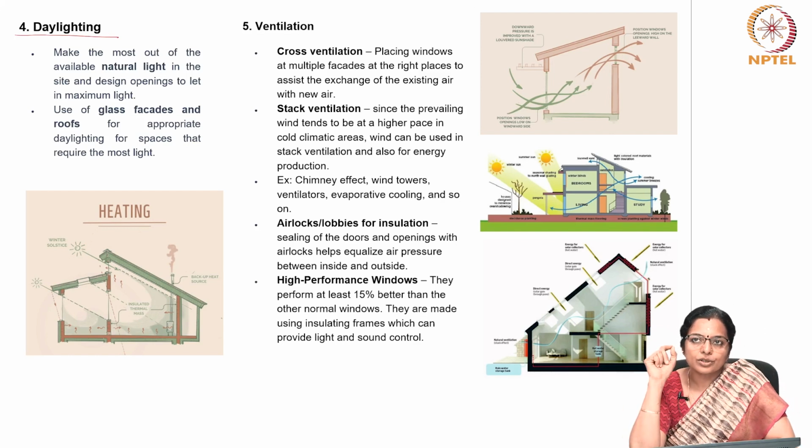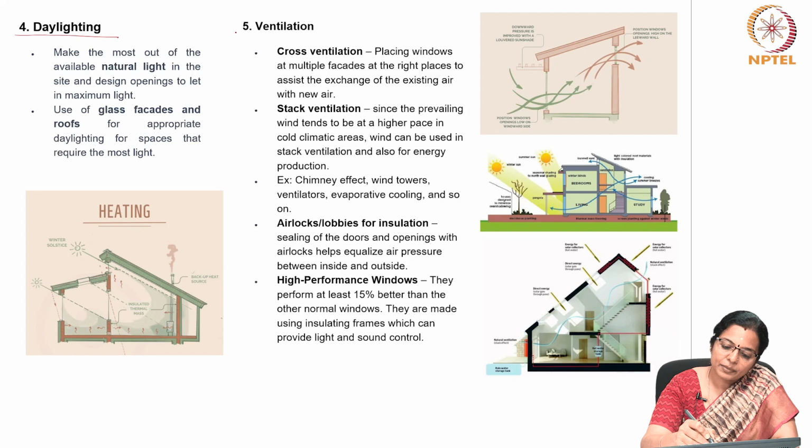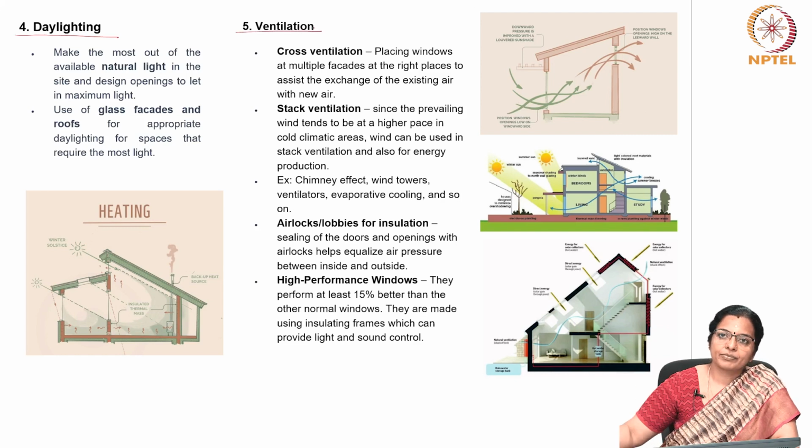Make the most out of the available natural light in the site and design openings to let in maximum light. Use glass facades and roofs for appropriate daylighting for spaces that require the most light. Then, the fifth aspect is ventilation.